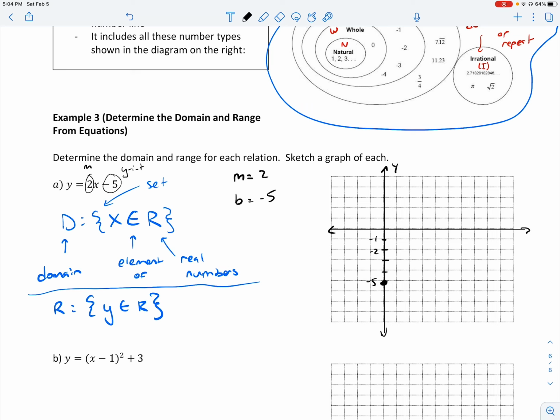That's my first point for this line. Then I have a slope of 2. Remember, the slope is rise over run, so from this point I go up 2 and over 1. That would be right here. Now I'm just going to draw a nice straight line going through.